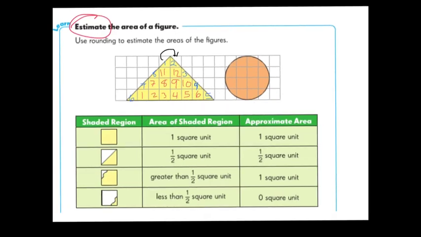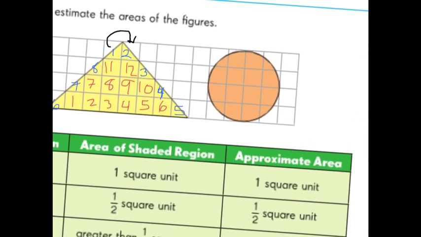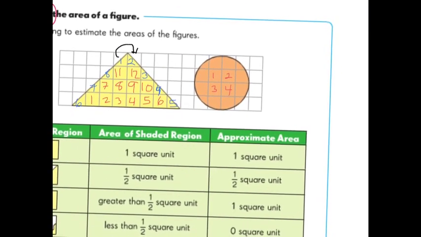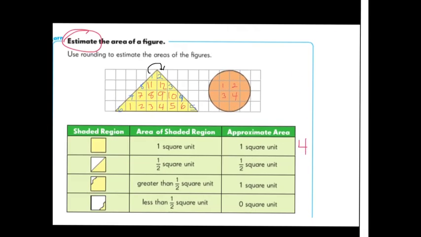Now let's look at the circle. We're going to count full square units first. We're going to check to see how many completely filled in units we have. 3, 4 that are completely filled in. 4 complete units. The next one is looking at which ones are halfway filled in. And if we look here, none of them are perfectly halfway filled in. So we're not going to put anything there.